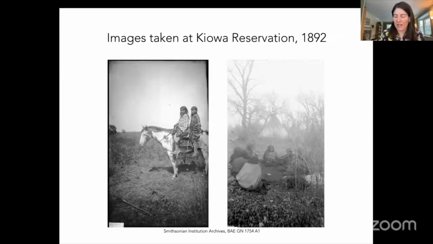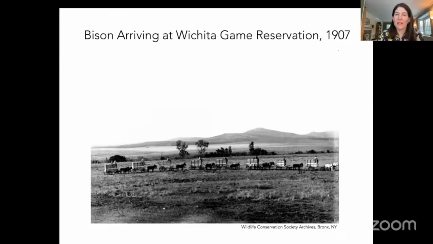In doing this work, the government constructed corrals and telephone poles and steel fences. They killed hundreds of coyotes and wolves. The goal was not to recreate a particular historical baseline or moment, but rather specifically just to bring bison back to this area. And here's a photograph of the first bison returning to what had been Kiowa and Comanche land and what became the Wichita Game Reservation.